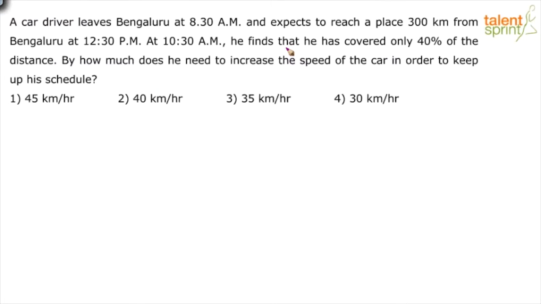A car driver leaves Bangalore at 8:30 a.m. and expects to reach a place 300 kilometers from Bangalore at 12:30 p.m. At 10:30 a.m., he finds that he has covered only 40% of the distance. So by how much does he need to increase the speed of the car in order to keep up his schedule? I think one of the options is missing. Let me quickly modify that. So the options are 45 kilometers per hour, 40 kilometers per hour, 15 kilometers per hour, or 30 kilometers per hour.